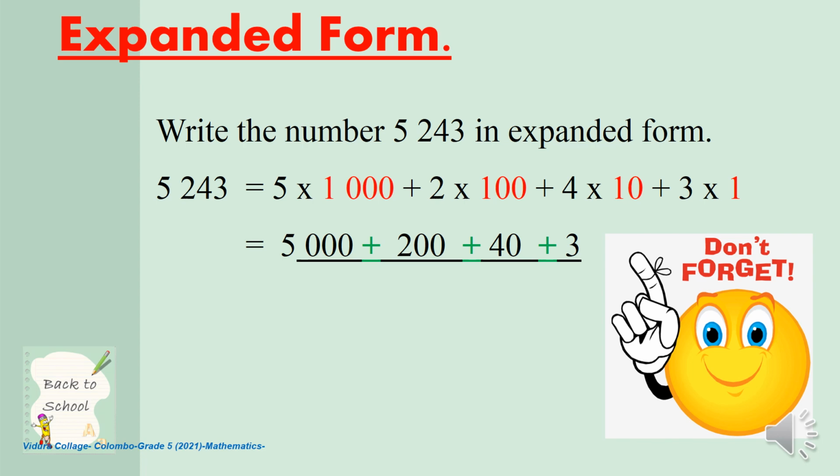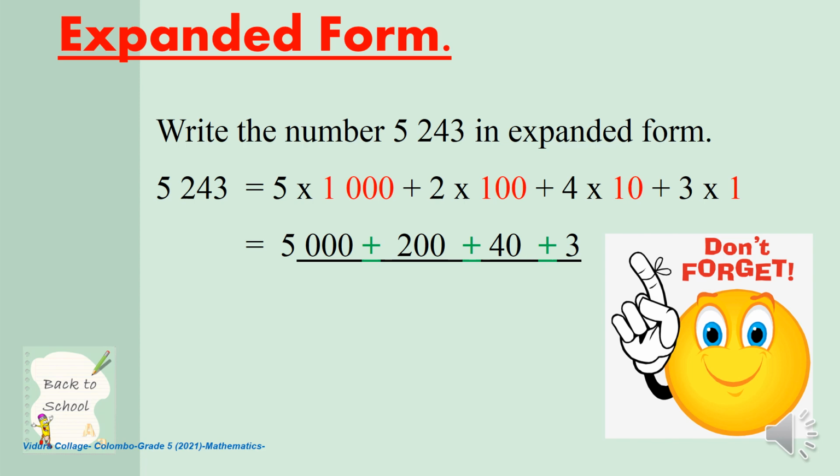So 5000 is the value of the first digit, 5. In 5243, the 200 is because 2 is in the hundreds column. How many hundreds? 2 hundreds are there. Why 2 hundreds? Because digit 2 is there in the number. So 2 multiplied by 100 is 200. The value of that 2 in the number is 200.